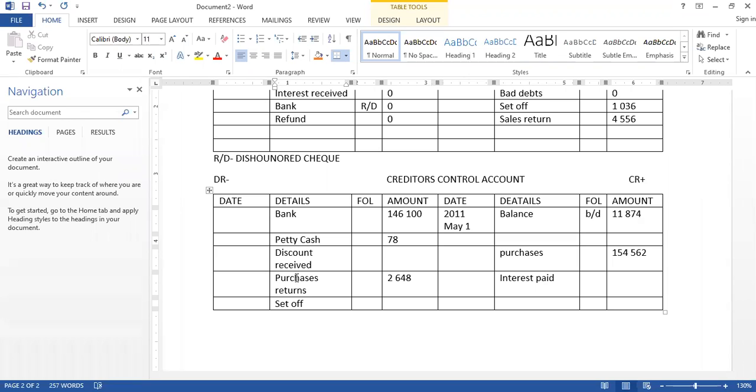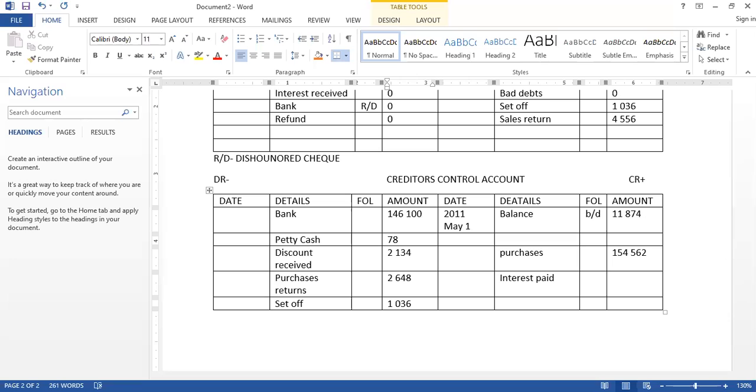And then from there, we move on to discount received. So we received a discount of 2,134, right? 2,134. And then from there we have a set off. So we record our set off. We said a set off is always on both the control accounts. 1036.